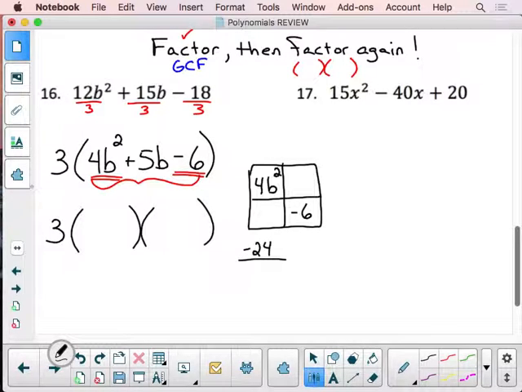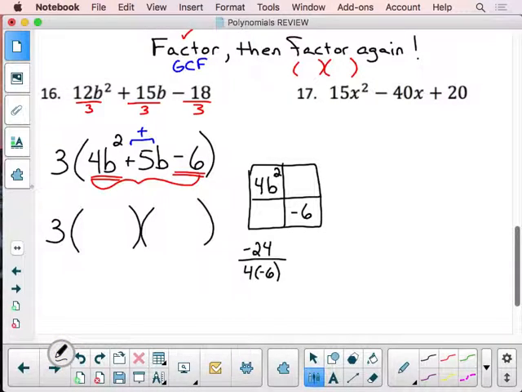4b squared and negative 6. We got that negative 24b squared. We're not going to write the b squared. And how did we get that? We multiplied 4 times negative 6. The one thing is, though, we need these to add up to positive 5. So we want our factors to add up to positive 5, and these right now, 4 and negative 6, do not add up to positive 5. In fact, they add up to negative 2.